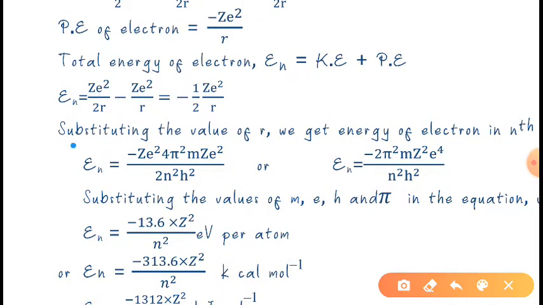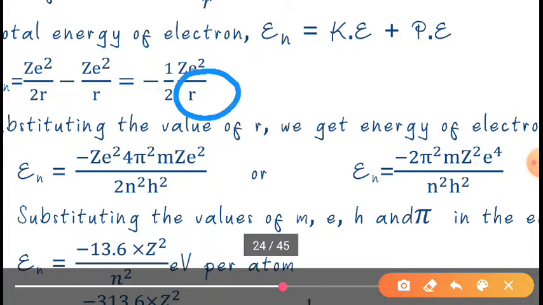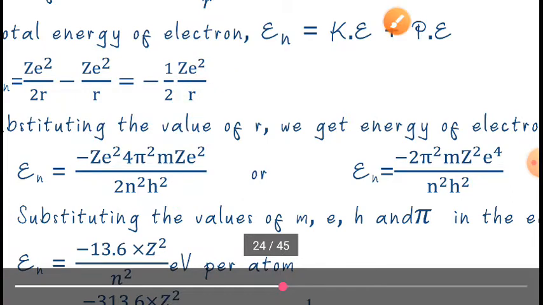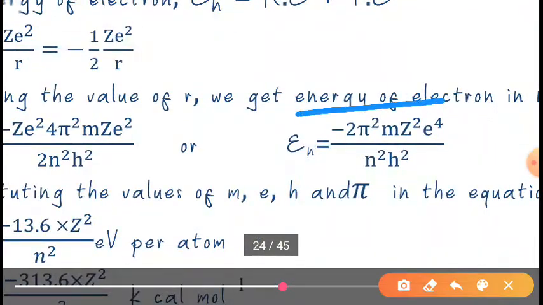What we can see here, by substituting the value of r, we will get the energy of the electron in the nth orbit. Now what we have done is put the value of r that we calculated in the last class. You can see we have put this value here, or we can write it like this also.